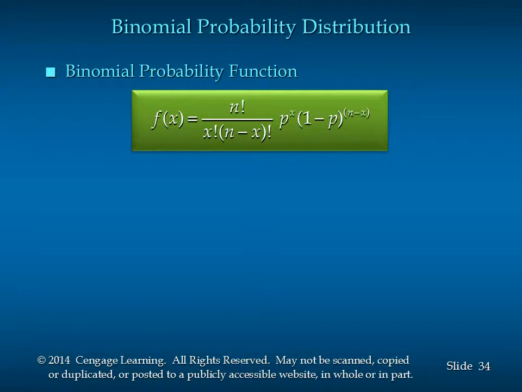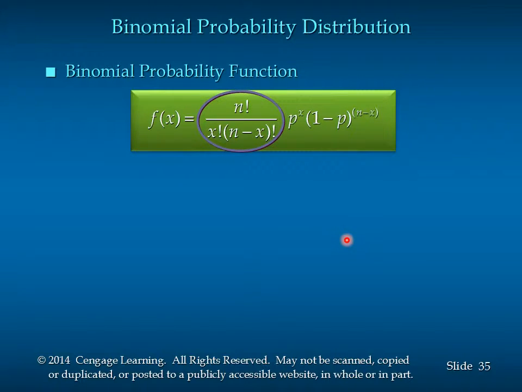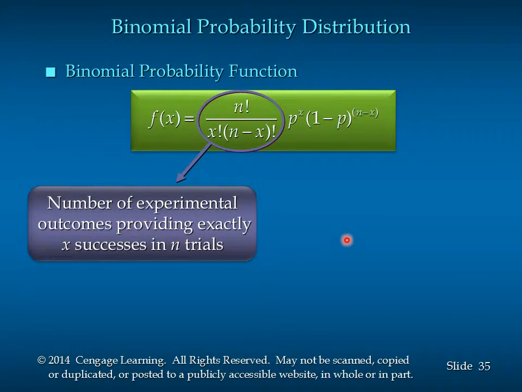And here is the handy dandy formula for the binomial probability function. Okay. And you're going to see here, hopefully a little bit more comes up. What you're going to see here is our old friend, the number of experimental outcomes. Remember this formula? n factorial over x factorial times n minus x factorial.